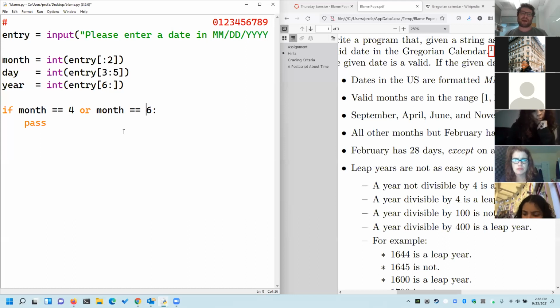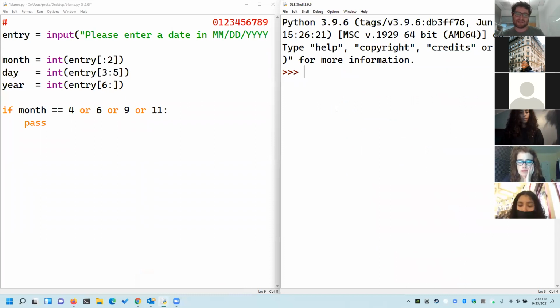Now, a common mistake that can happen is that you think, so this is a common thing I see, by the way, with some students, where they go if month equals 4 or 6 or 9 or 11, right? And that looks like it should be, okay, if the month is April, June, September, or November, and they think that should work. However, I do need to show you that it does something that you don't realize it's doing. Let's just look at 4 or 6.